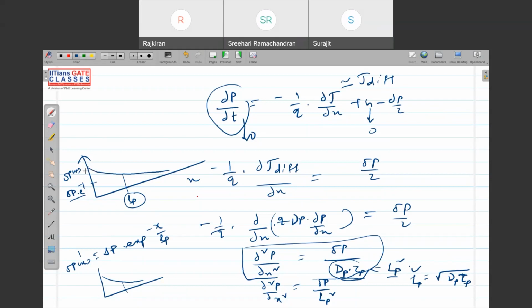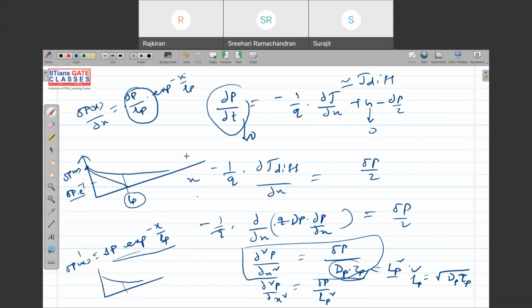Also, see, if you find out the slope of this at x equal to 0. What is the slope of this? d del p of x by dx equals minus del p by Lp into exponential of minus x by Lp. If you find out the slope of this at x equal to 0, at the junction, it will be equal to minus del p by Lp. The slope here is exactly equal to del p by Lp in magnitude.